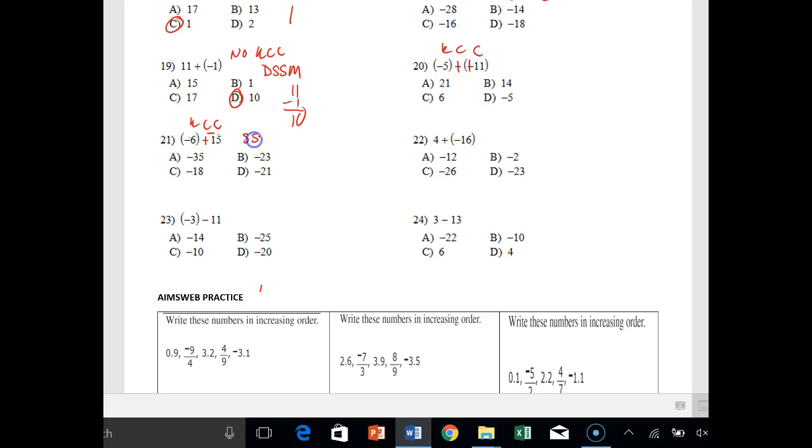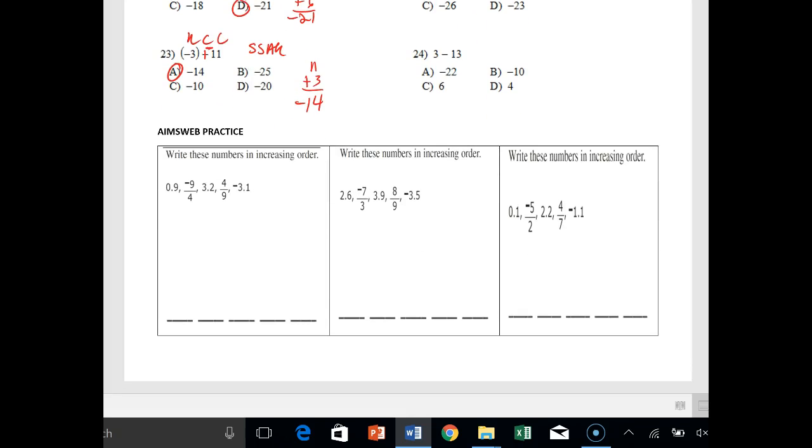So this is SSAK. Since they're same signs, I add and keep them. So 15 plus 6 is 21. Keep the sign of negative, negative 21. 23, keep, change, change. SSAK. So that's 11 plus 3, which is obviously 14. Keep the negative sign, negative 14. A.